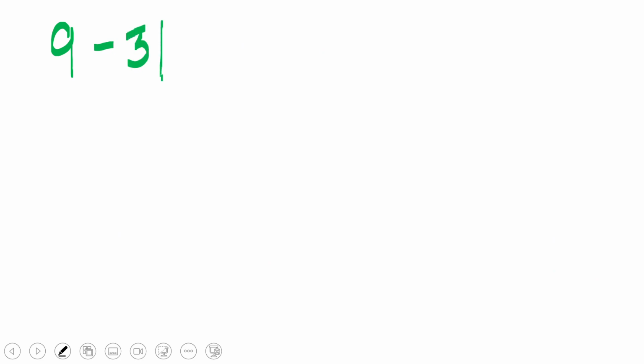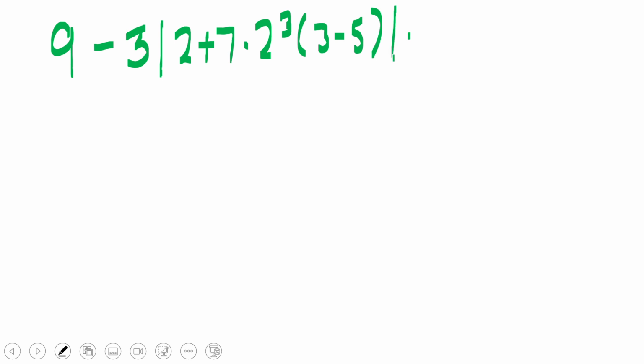Alright, our last example. If we have something like 9 minus 3 times the absolute value of 2 plus 7 times 2 to the third power, all multiplied by parentheses 3 minus 5, in parentheses, end absolute value, all minus 4. We have grouping symbols, and we have absolute value with parentheses inside. So we're going to do inner groupings first. So go in and tackle those inner groupings first.